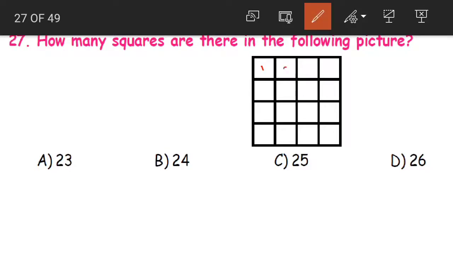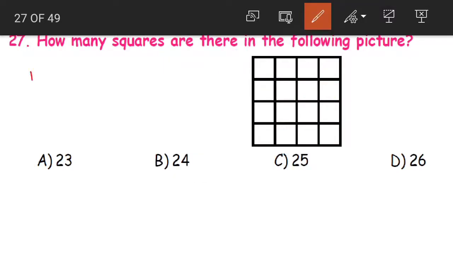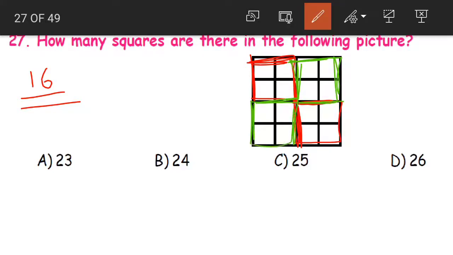This is very easy, right? Just count the number of squares. 1, 2, 3, 4, 5, 6, 7, 8, 9, 10, 11, 12, 13, 14, 15, 16. Just generally if you look at it, there are 16 squares. So keep 16 in mind, and then square number 17, 18, 19, 20. Clear, children? Now what is the total now? It is 20.